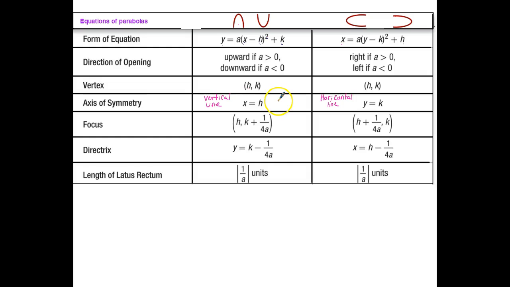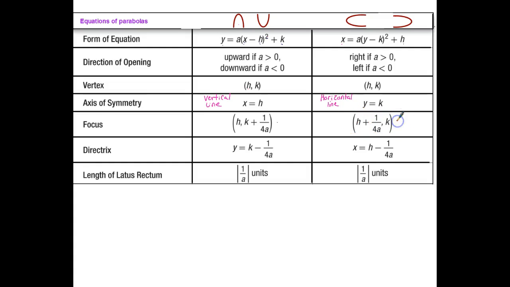The axis of symmetry, if it's x to the power 2, then the parabola opens up or down, so your axis of symmetry is a vertical line that has the equation x equals h. If the parabola opens sideways, then you have a horizontal line where it's y equals k, depending on the value of k. Everything else, you have the formula, like the focus.